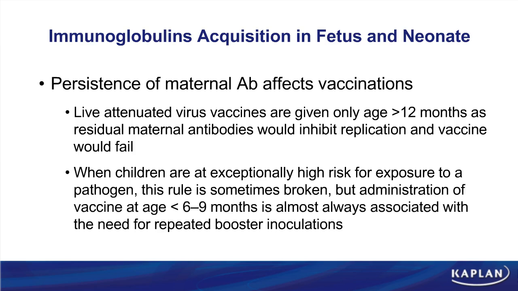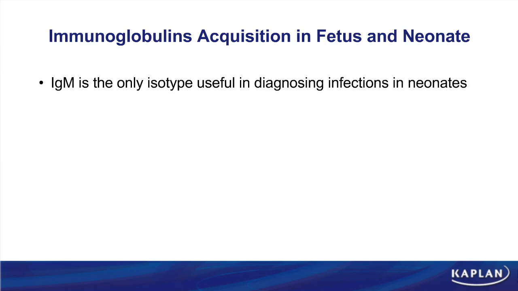But again, if we give it especially at less than 6 months of age, we're going to need multiple boosters, of course, because the immune system's going to need a little bit more time, because a lot of that vaccine strain probably got sucked up with maternal antibodies. And as I also said, just remember, IgM is the only useful isotype of antibody in diagnosing infections in neonates and also a fetus.